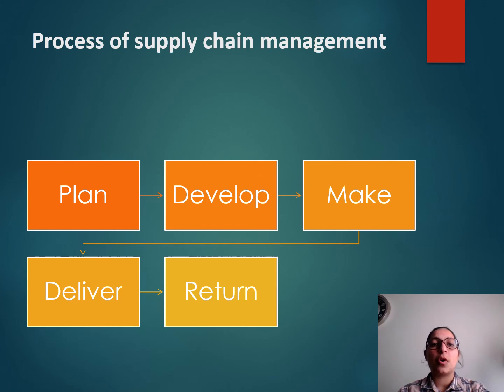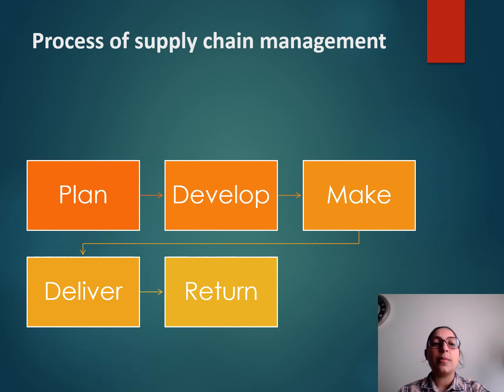Now I'm going to talk about the process of supply chain management. Here are the steps. First one is plan. The first stage of the supply chain process includes the plan. In planning, the strategies related to products and services are made. The strategies are made in such a way which helps in achieving the goals and objectives of the organization.